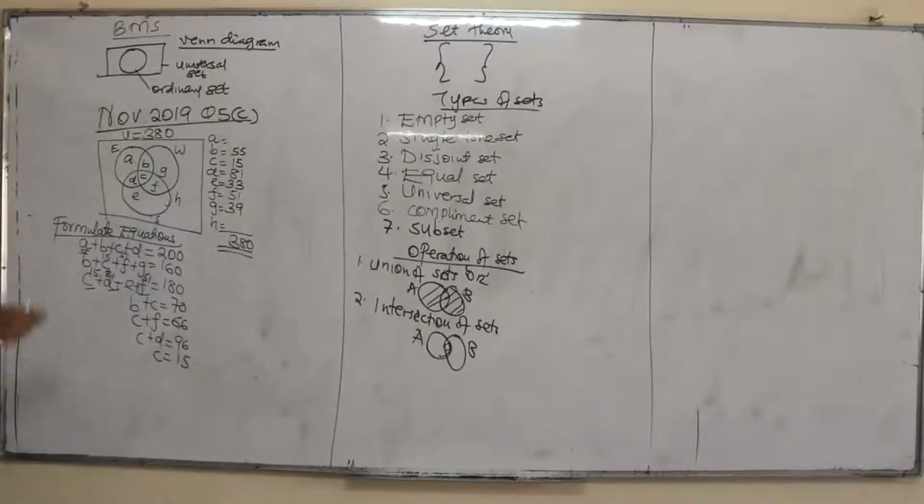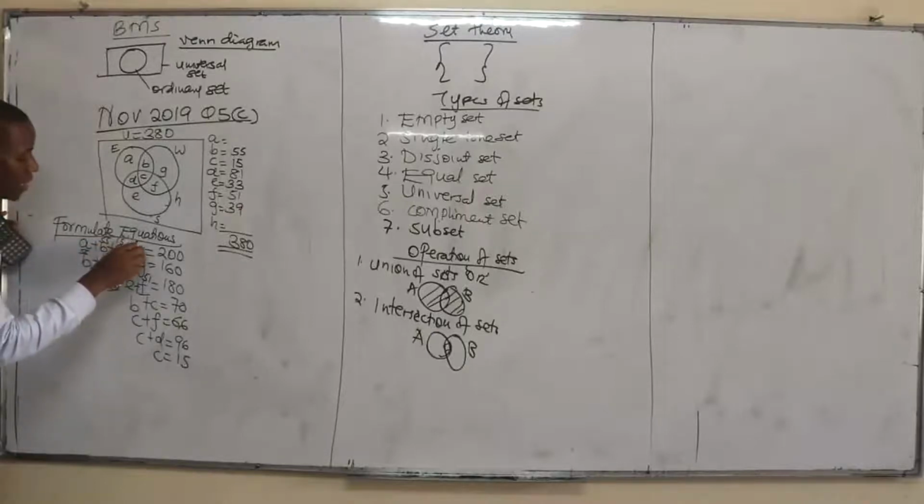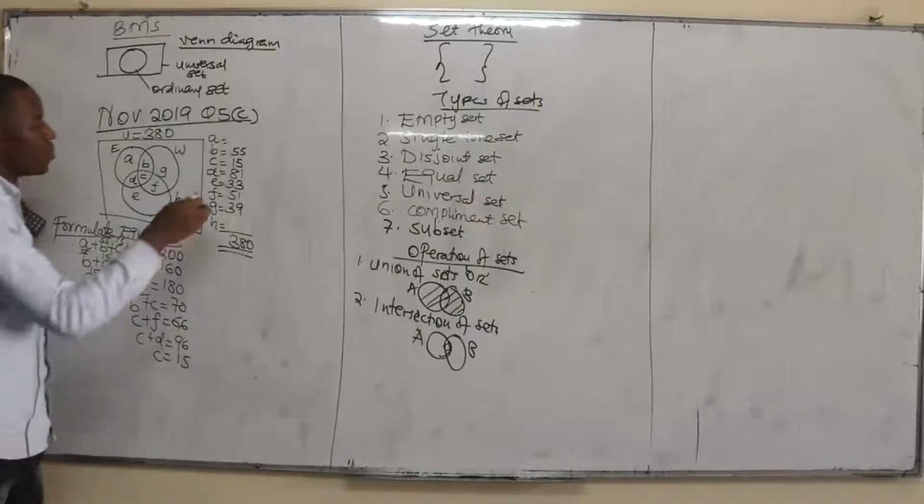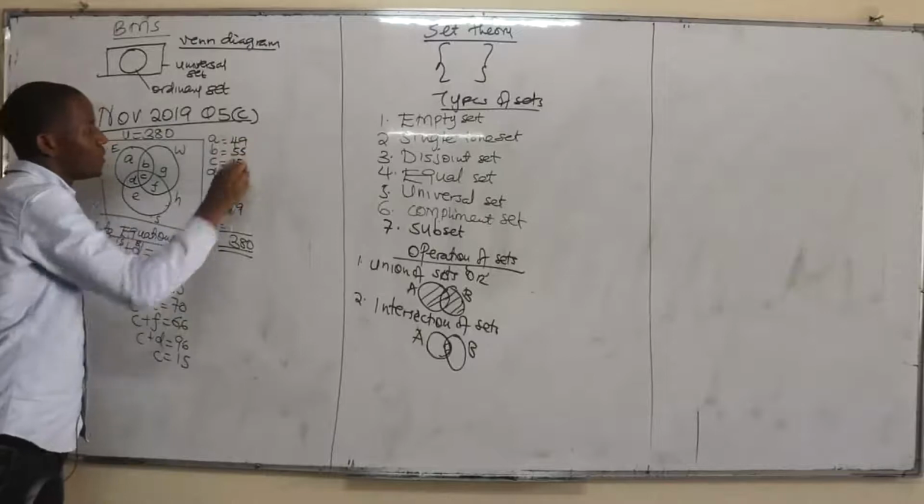We also know A, we also know B, which is 55. We know C is 15, and we know D is 8. So we can get A: 55 plus 15 plus 81, which in this case you take 200 minus the answer, and A will be 49.